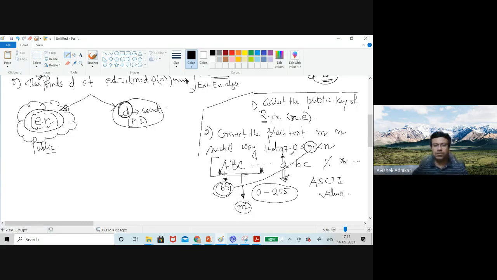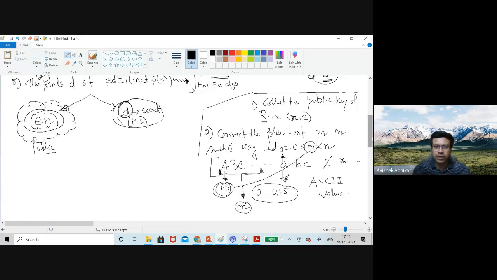So there could be plenty of such ways to convert a message into a number, and that method has to be public. That means that method should be known to all. The girl may also specify how to convert a plain text into a number, and so on. That means that it is known to both of them.